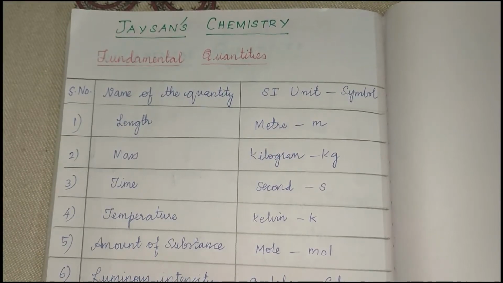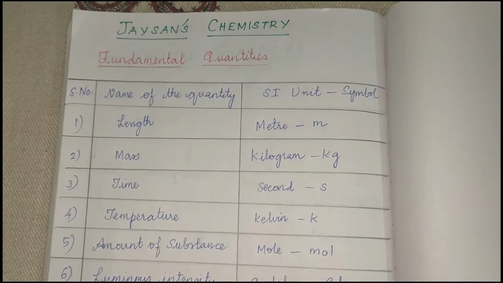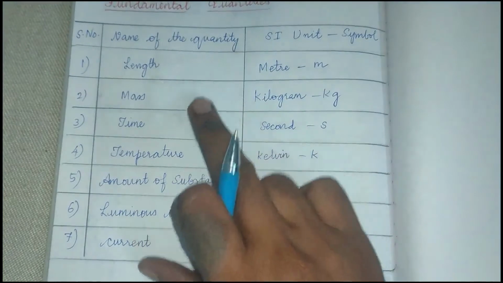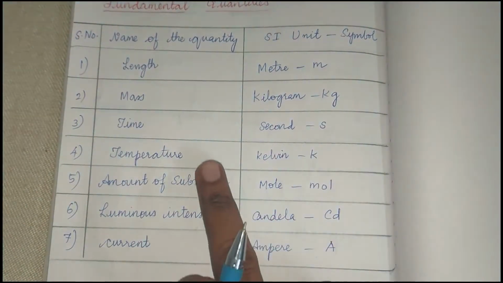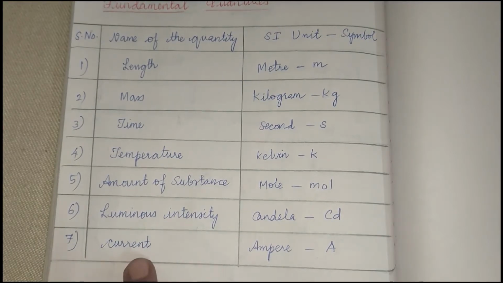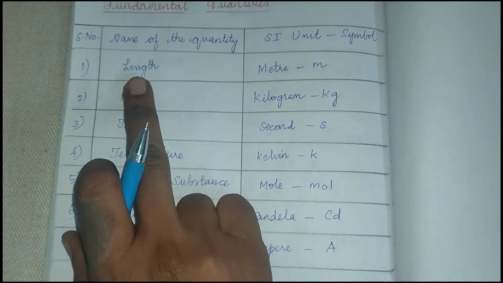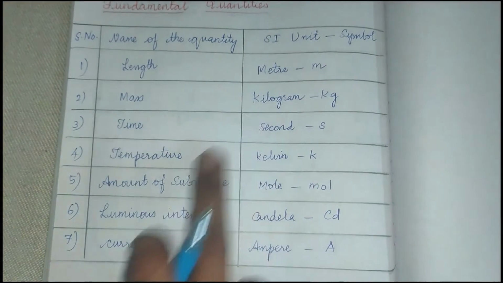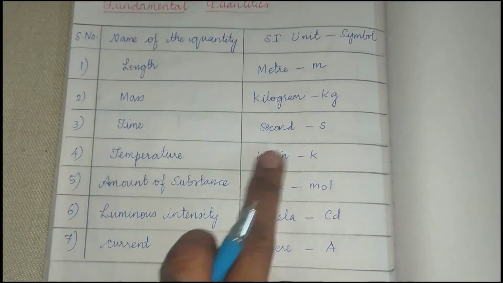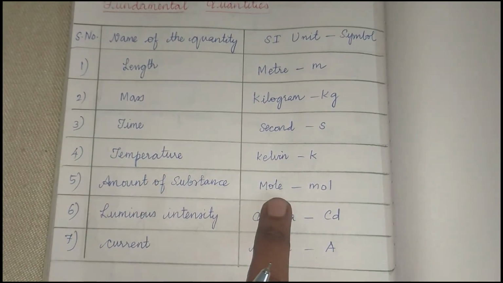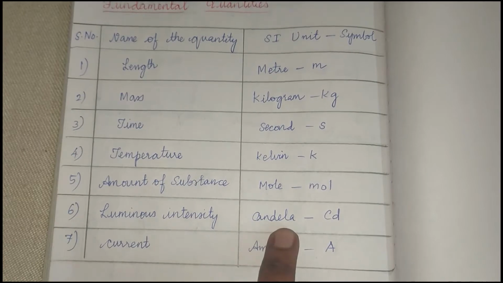Our next topic is going to be fundamental quantities. Actually, there are 7 fundamental quantities: length, mass, time, temperature, amount of substance, luminous intensity, and current. And their corresponding units are: for length it is going to be meter, for mass it is going to be kilogram, for time it is going to be second, for temperature it is going to be Kelvin, for amount of substance it is going to be mole, for luminous intensity it is going to be candela, and finally for current it is going to be ampere.